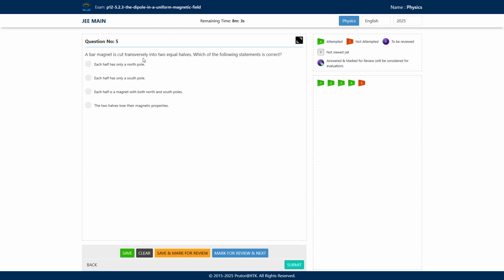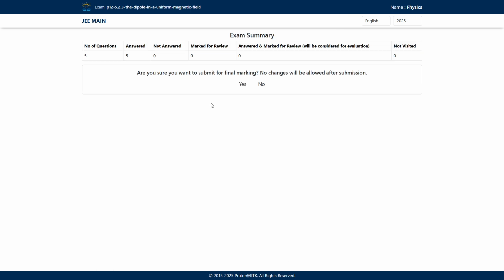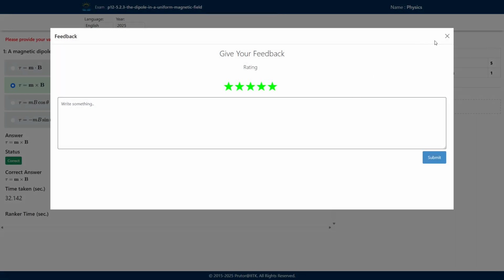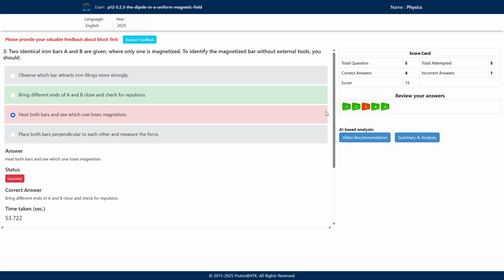A bar magnet is cut transversely into 2 halves. Which of the following statements is correct? Each half has only a north pole, each half has a south pole, and each half is a magnet with both north and south poles. The 2 halves lose their magnetic properties. So that question is a confusion.